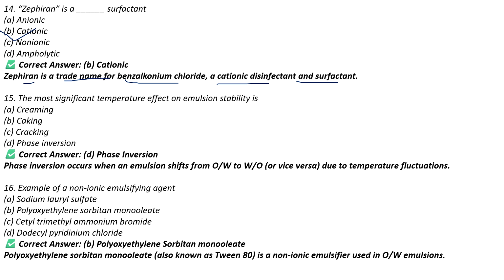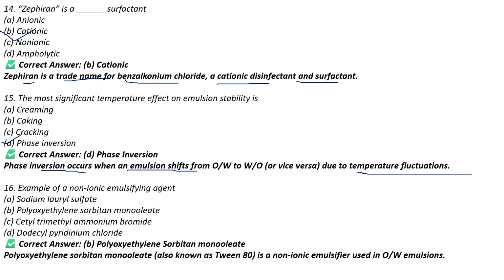Moving on to the next question. The most significant temperature effect on emulsion stability is, options are creaming, caking, cracking, phase inversion. So phase inversion occurs when an emulsion shifts from oil in water to water in oil or vice versa due to temperature fluctuation. So we can say option D, that is phase inversion, is the most significant temperature effect on emulsion stability.